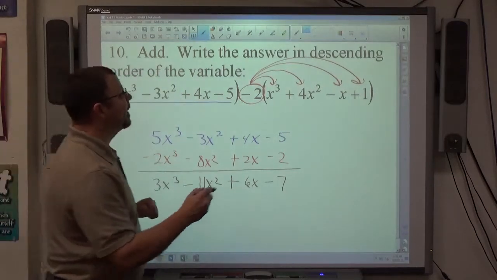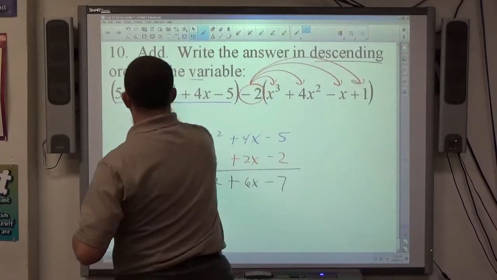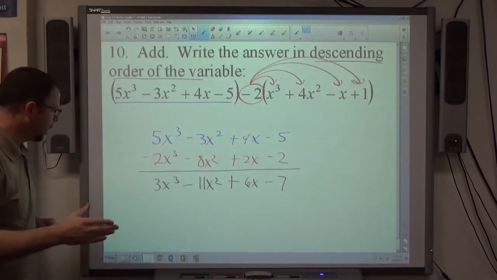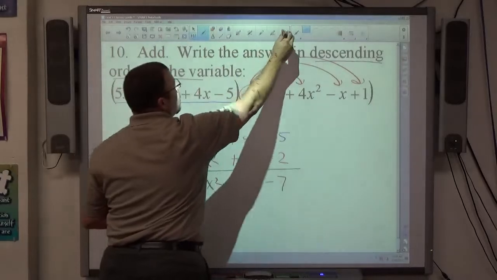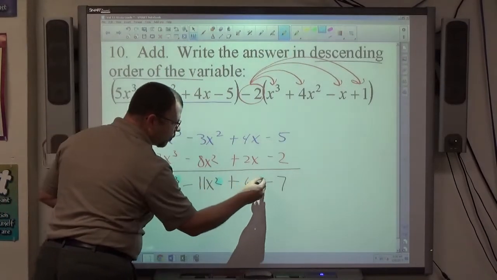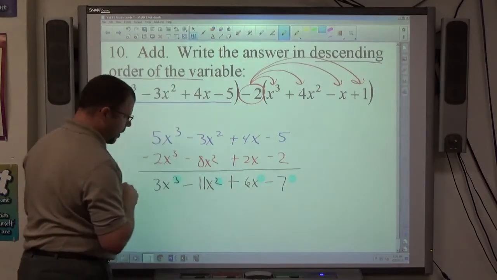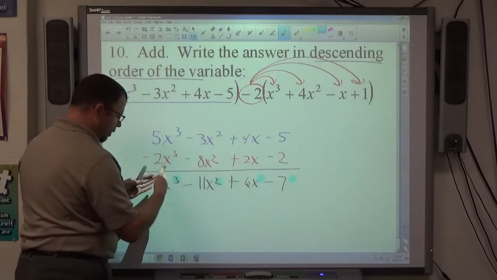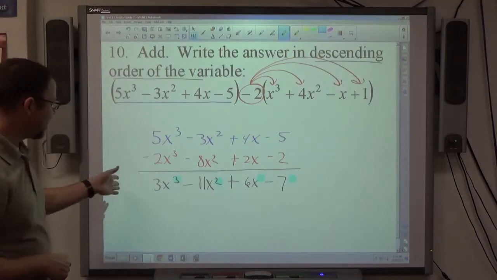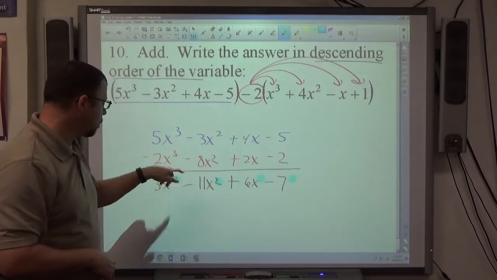And it does say descending order of the variable. Some of you are getting me the right answer but not doing that. These start off in descending order, which is great, but descending order, in case you didn't understand before, let me just highlight that. Third power, second power, first power, no power. Okay, power of x is counting down. Third, second, first, nothing. So that's descending order of the variable. It has nothing to do with the numbers, it has to do with the powers of x.